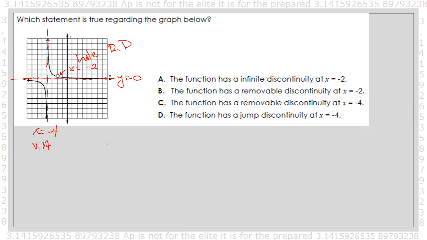Now, we have this -4 right here, and we're going to see what the first one tells us. That we have an infinite discontinuity, that's also referring to a vertical asymptote at x equals -2. Actually, no, we don't. We have a hole, so not A. We have a removable discontinuity at x equals -2. That might be an option. The function has a removable discontinuity at x equals -4. That is false. We actually have a vertical asymptote at x equals -4. And we have a jump discontinuity at x equals -4. Unfortunately, that's not true either. So hopefully you were able to see that this is B.